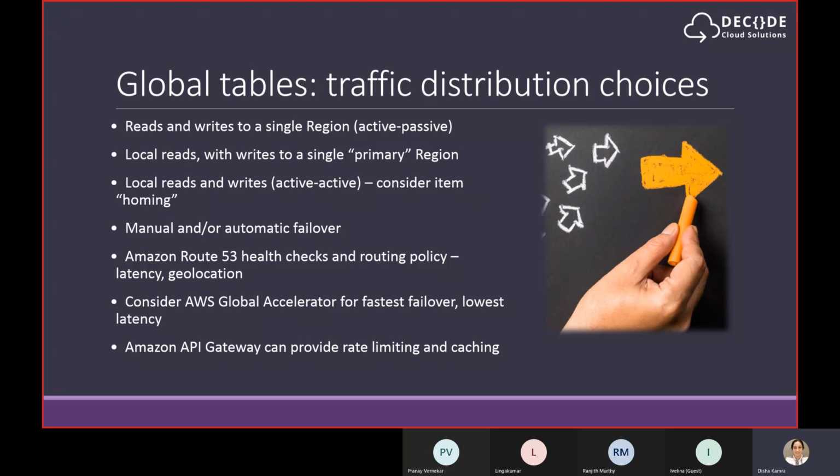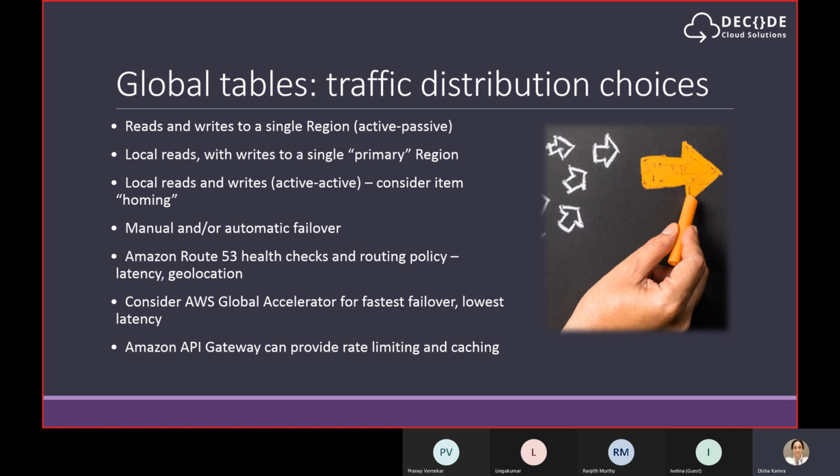Another option we see that most people choose is to make all writes and strongly consistent reads in a single region, but for eventually consistent reads with the lowest possible latency, to read from their closest region. And this is also easy to reason about in terms of data integrity.